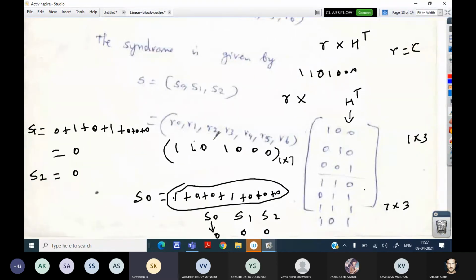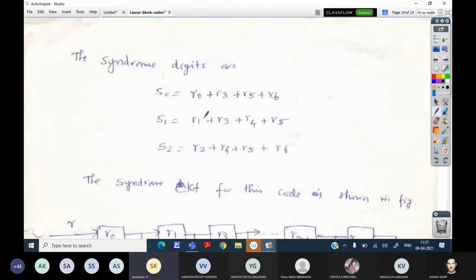Instead of giving a specific value, in the general case we are going to take R0, R1, R2, R3. So this is your H transpose. Multiply and get the value of S0, S1, S2 in terms of R0, R1 to R6. Can you get it? Okay, in this way you will get.